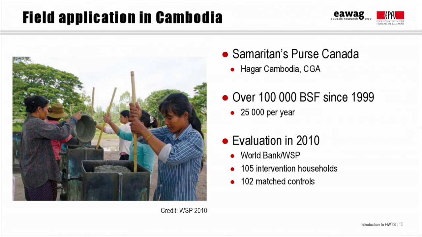In 2007, an evaluation was made, which was published in 2010. This was sponsored by the World Bank's Water and Sanitation Program and was a very rigorous epidemiological study that looked at 105 intervention households from the 2 NGOs' working areas with 102 matched controls, so they could tell if any changes were due to the treatment and not just to changes over time.